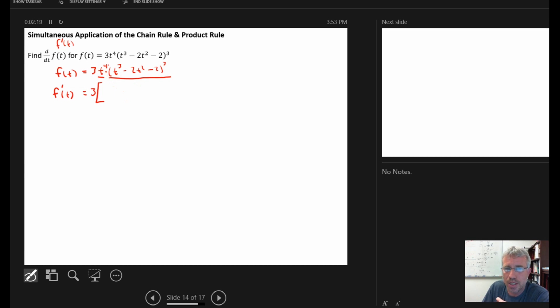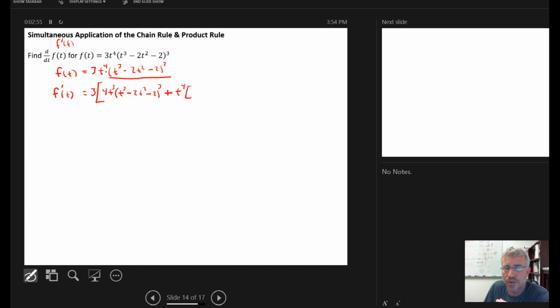So the derivative of t to the fourth, that's a power rule. So the 4 will come down into the coefficient position on the t, and then we'll get t to the third, reduce the exponent by 1. So take the derivative of the first function times the second function. The second function is t cubed minus 2t squared minus 2 all cubed. Plus, I'm using the product rule, so now it's plus. And then the product rule says take the first function, which is my t to the fourth, and multiply that by the derivative of the second function.